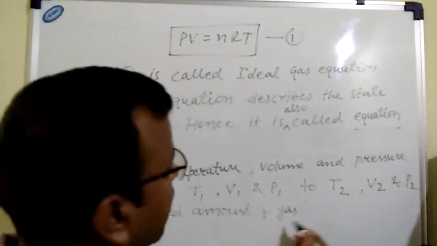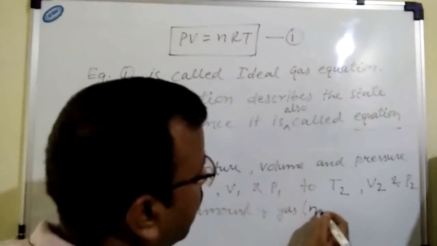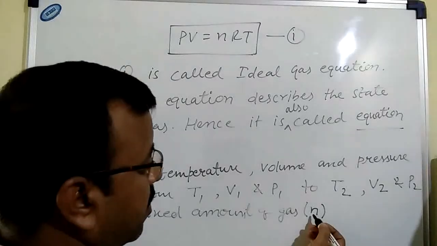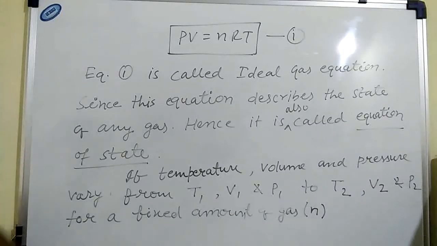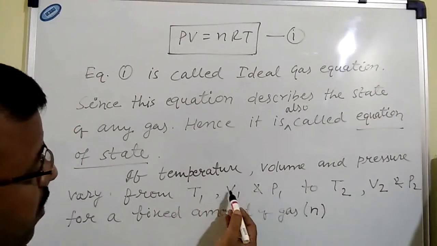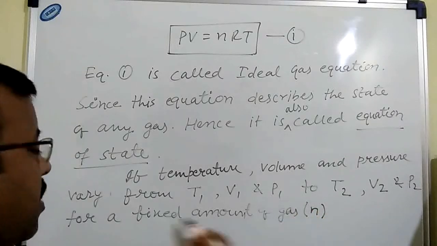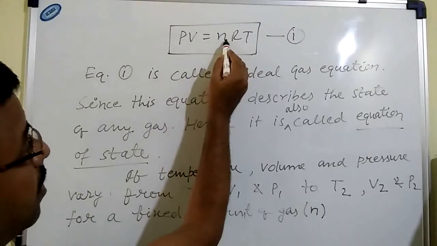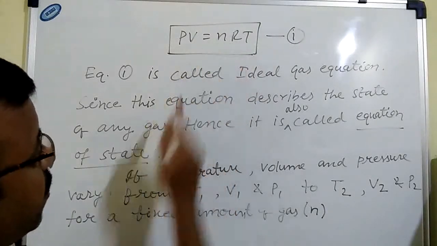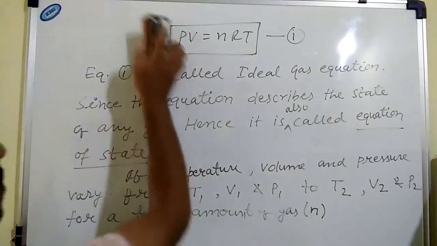Fixed amount of gas means the number of moles of gas remains constant. Therefore we can write, first you take the screenshot. Since P1, V1 and T1 and the amount of gas is n, then we can write P1 V1 by T1 is equal to, so we are just writing C.